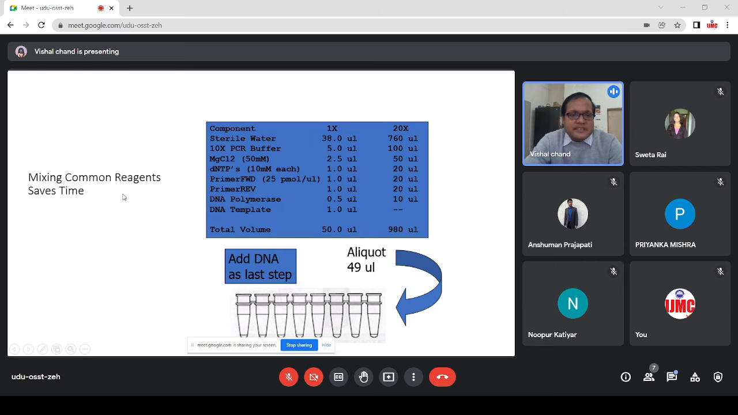So if we mix common reagents, it saves our time. Like if we make the same components at 20x, that is 980 microliters, then if we use 1x from it, that gives the similar concentration. So there is no requirement to add all of these components for each and every step. On the safer side, you prepare a 20x PCR mixture, and ultimately from this you can create a 1x and use it as such.